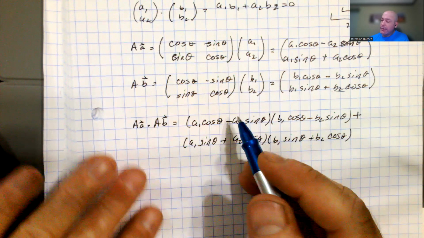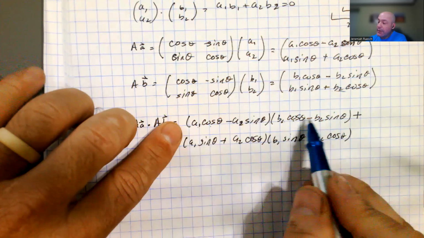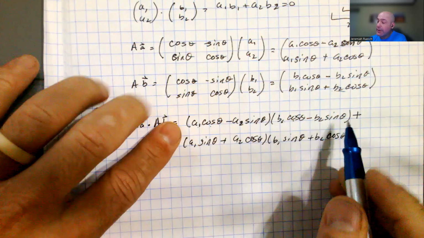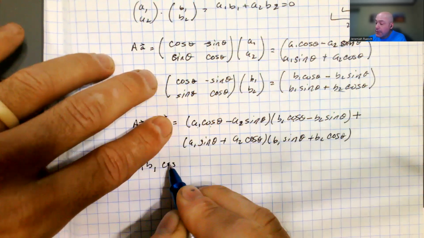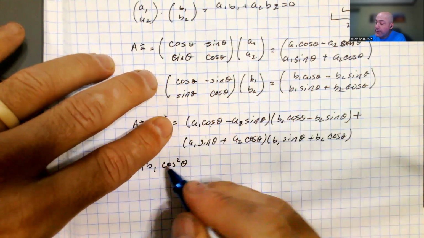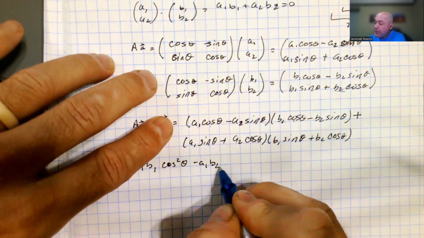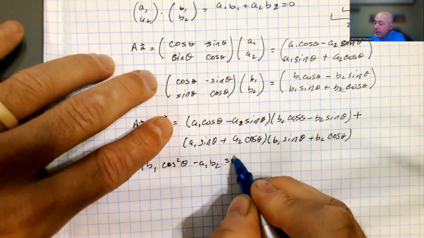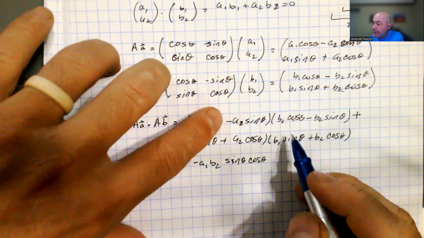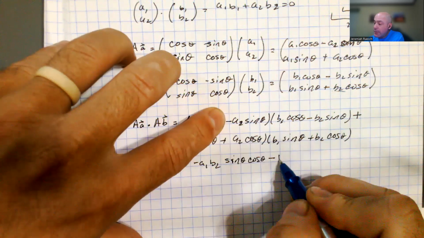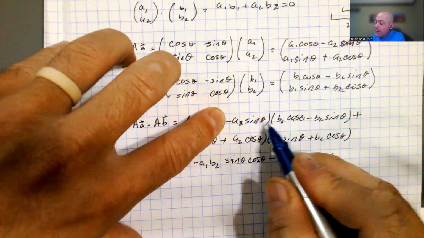So I have A1 cosine theta times B1 cosine theta, and then I have A1 cosine theta times minus B2 sine theta. This is going to give me A1 B1 cosine squared theta, because cosine times cosine is cosine squared, and then minus A1 B2 cosine theta sine theta. And then I have minus B1 A2 sine theta cosine theta. And that's these two together.